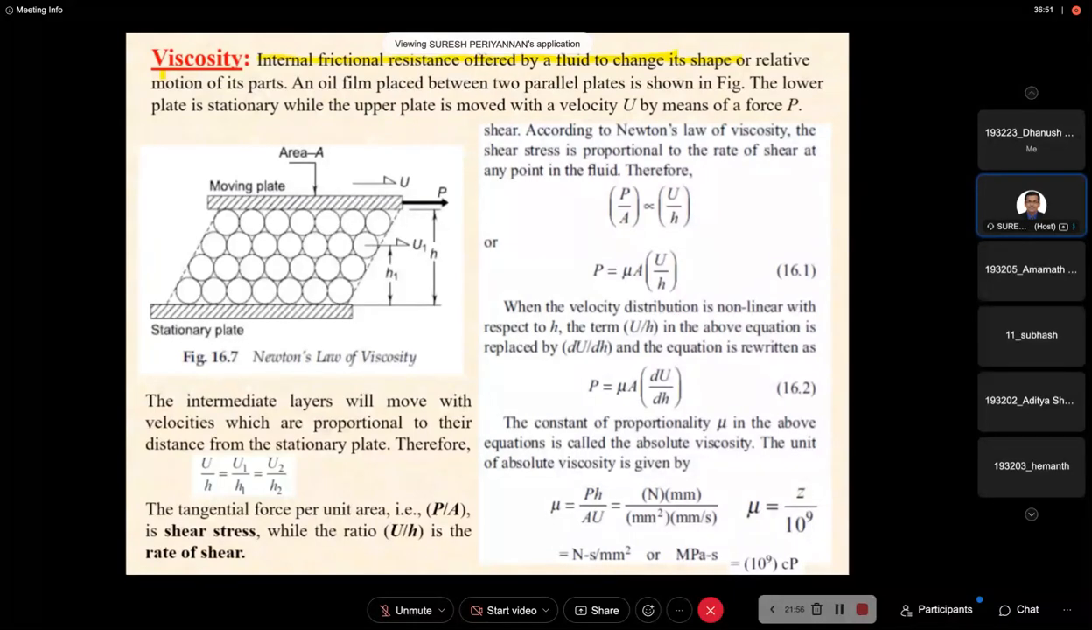Now we are considering two plates, very simple. The lower plate is a stationary plate.